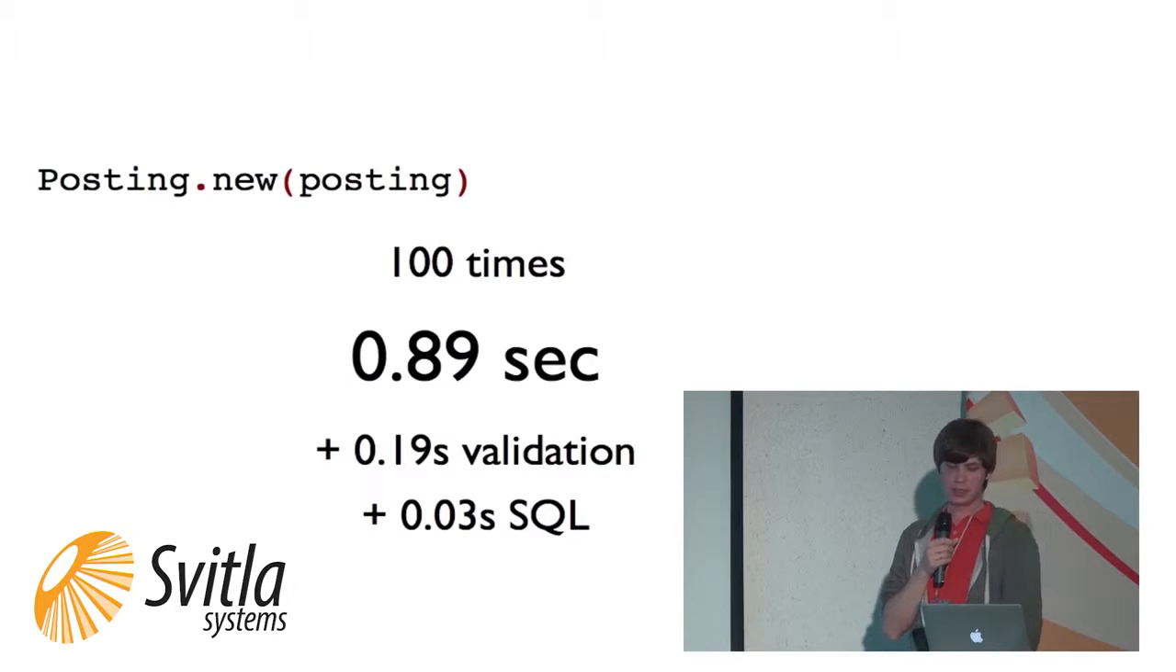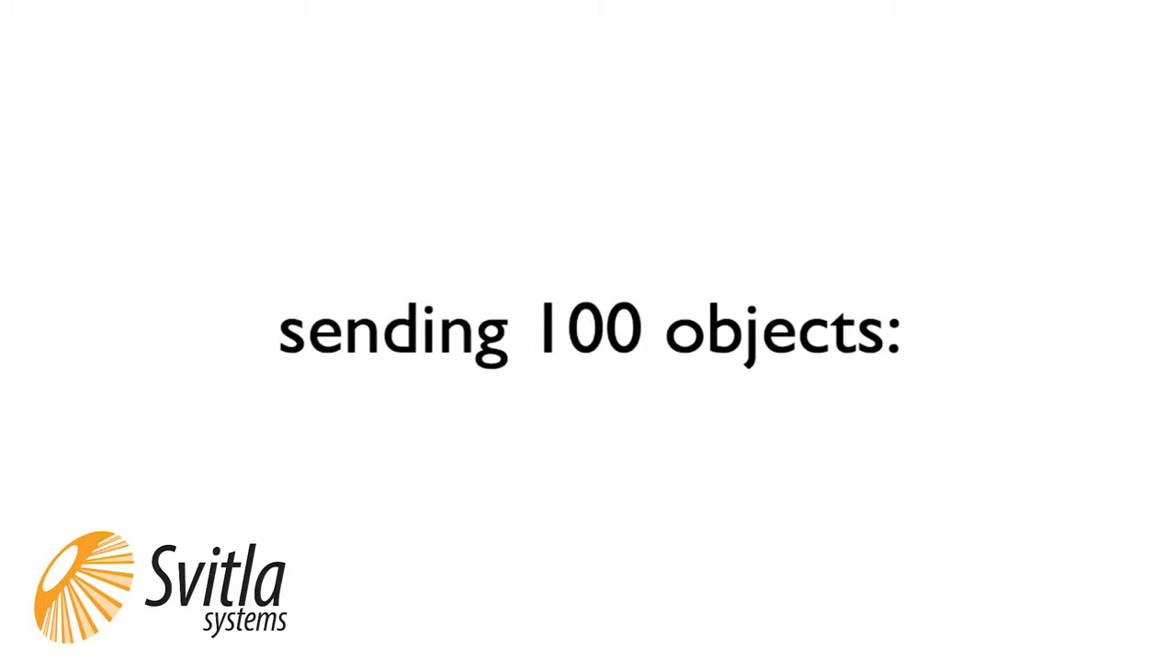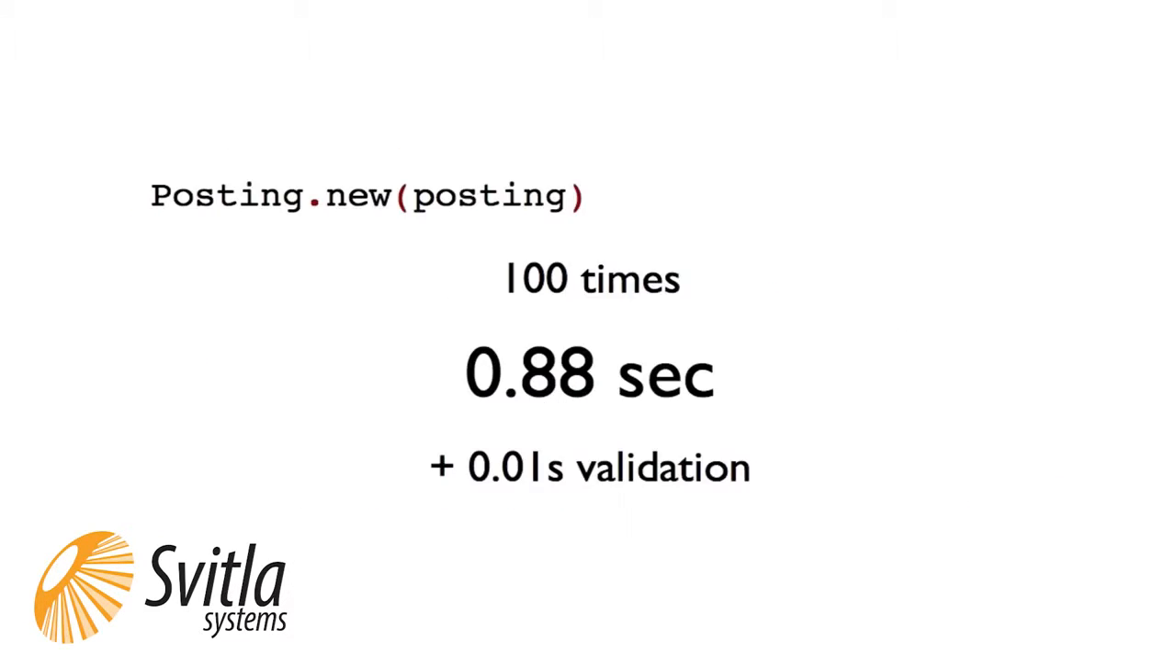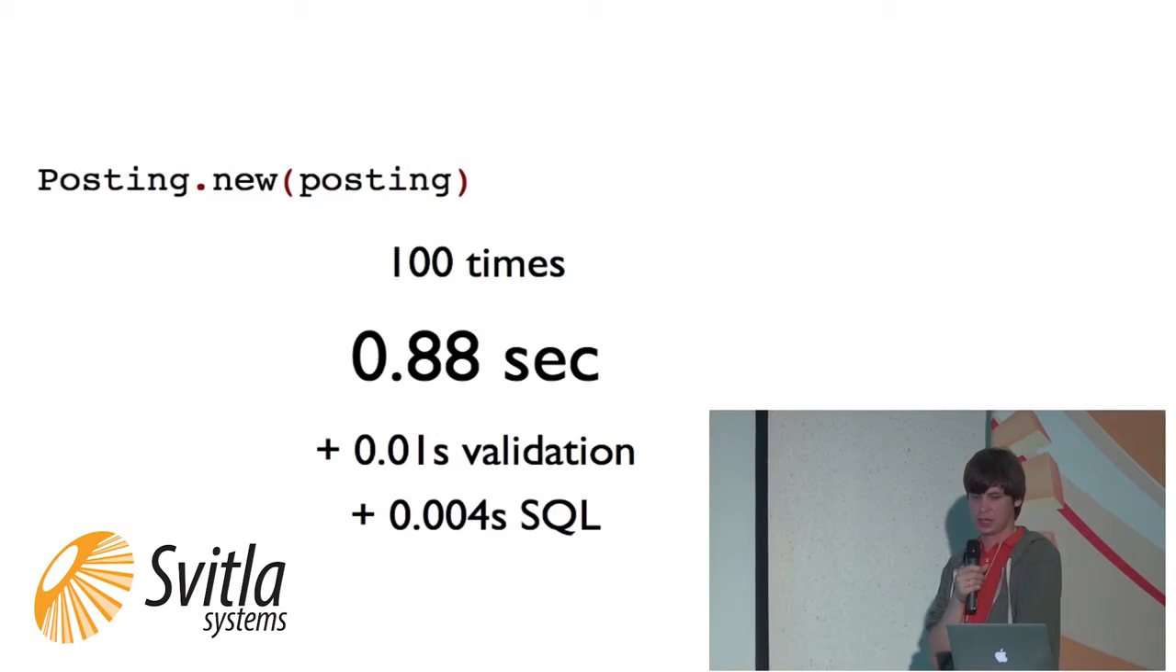Initializing takes about 0.9 seconds, and everything else is done by validation. ActiveModel was pretty cool, but still it spends time for creating the objects in the Ruby virtual machine.